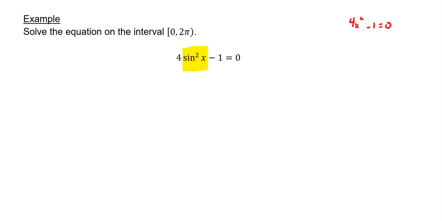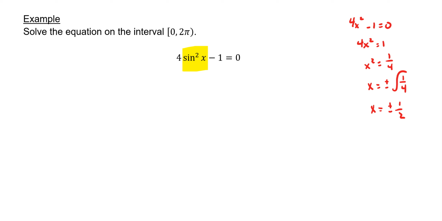All you have to do is solve for x squared and then take the square root of both sides, hence the name the square root property. So for that, we would end up getting plus or minus the square root of 1/4, which is plus or minus 1/2. We're going to do the same thing here. We're going to solve for sine squared and then take the square root of both sides.